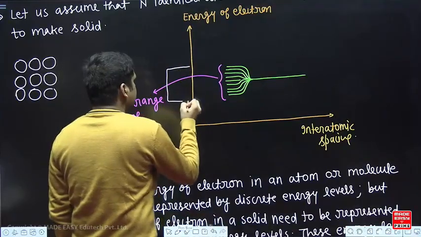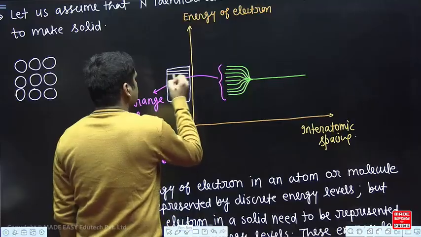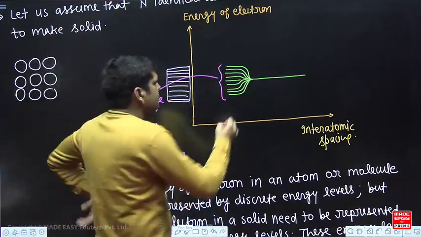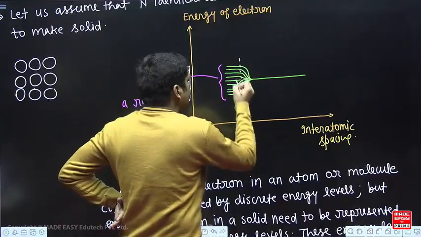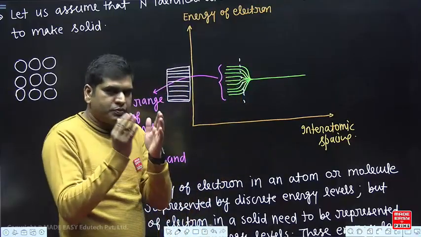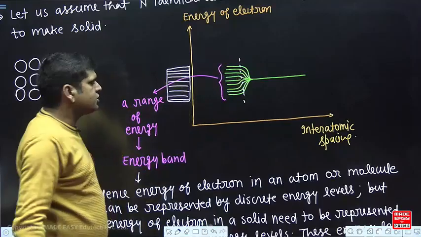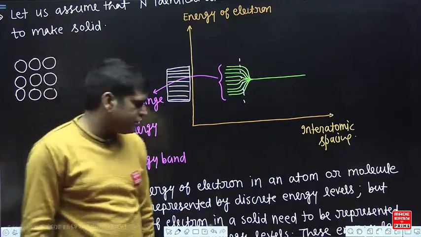This whole band is energy of electron, like this band. This is representing energy of electron when solid is formed. Up to this point, solid is not formed. Solid is formed when the interatomic spacing has become stable. So that has become stable at this point. So this way, this series of energy levels is known as energy bands.